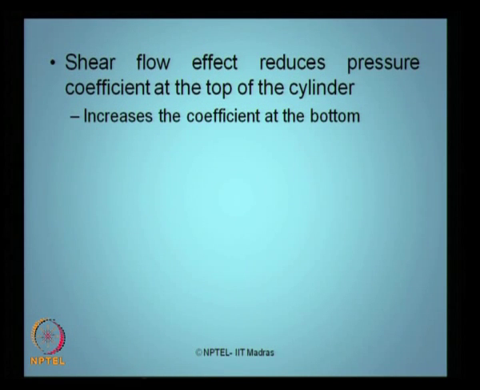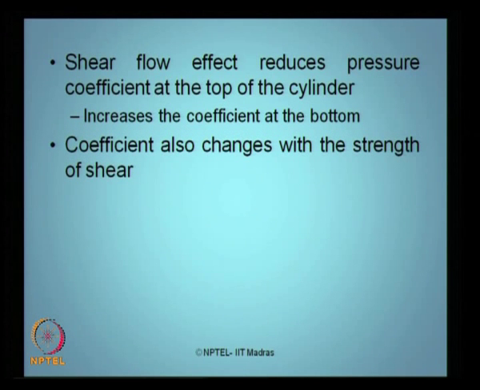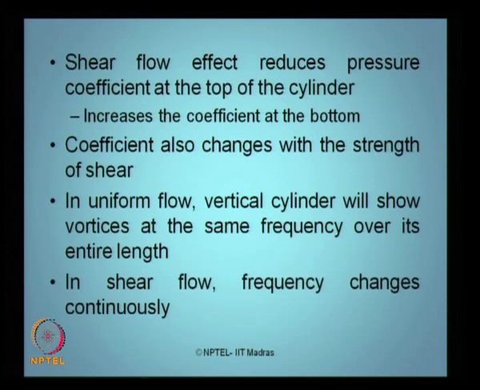So the shear flow effect reduces the pressure coefficient at the top of the cylinder, whereas at the bottom it increases the coefficient. So in the cylinder itself, at the top the pressure coefficient decreases, whereas at the bottom it is increasing. So there is a differential pressure along the cylinder length itself. The coefficient of course changes with the strength of shear present in the fluid flow. In uniform flow, the cylinder will show vortices at the same frequency over the entire length of the cylinder if the flow is very uniform. Of course, in shear flow the frequency changes continuously.